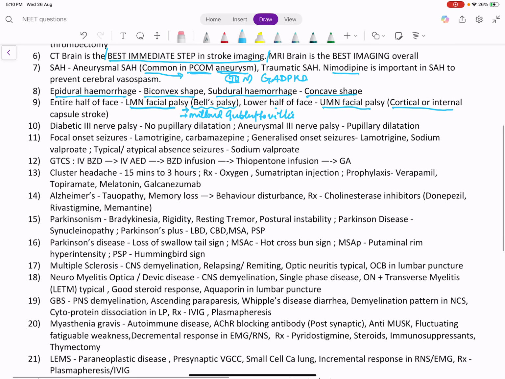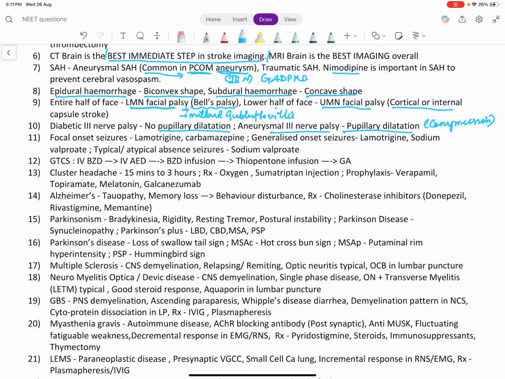Now about the third nerve, diabetic third nerve palsy, there will not be pupillary dilatation. Aneurysmal third nerve palsy, there will be pupillary dilatation because in aneurysm there will be compression. Pupillary fibers are peripheral. Whereas in diabetic palsy, only the core, the central part of the nerve, is affected, but pupillomotor fibers are peripheral, so pupillary fibers are spared.